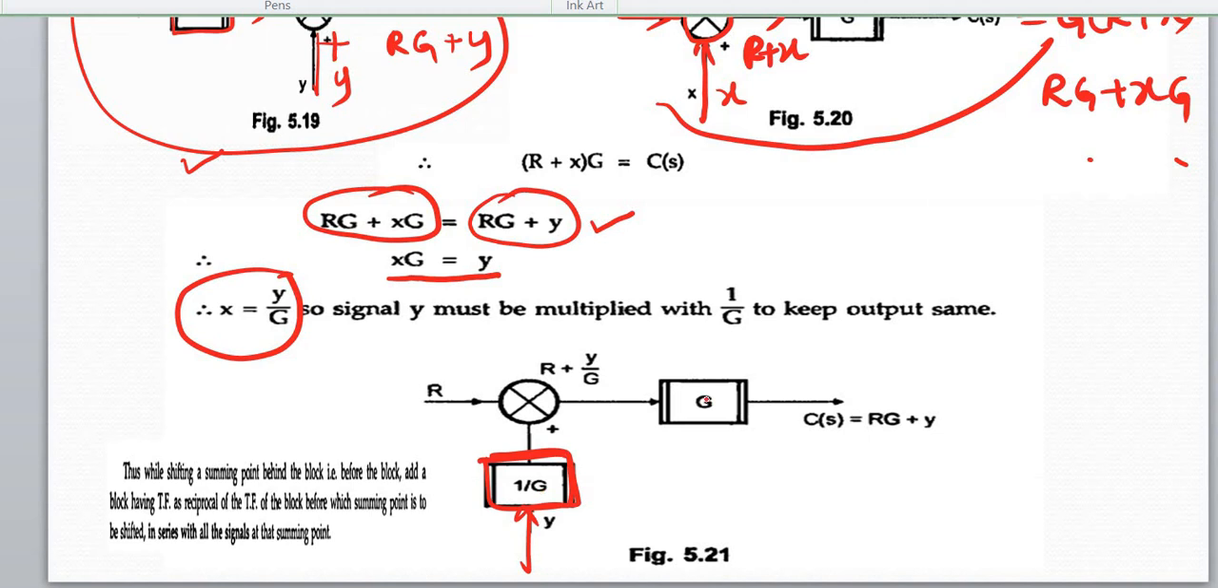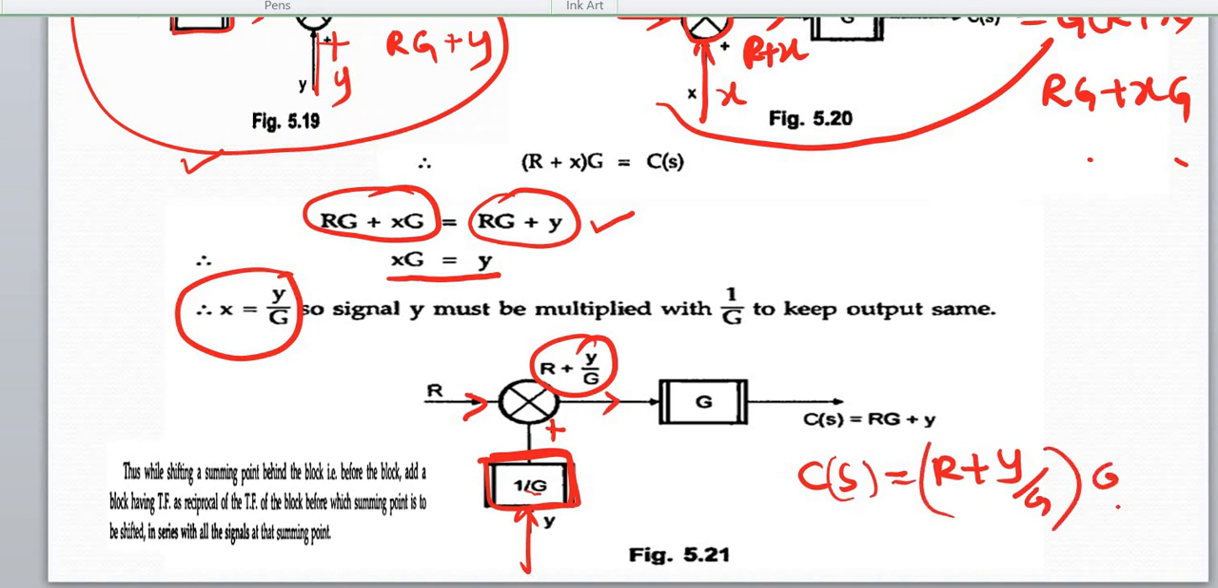That is, I have shifted the summing point behind this G. So 1 by G I will take here. Now what happens? R plus Y by G is the signal here. So C of S will be R plus Y by G into G, that is equal to RG plus Y. Is it correct? So this is what we want, isn't it?